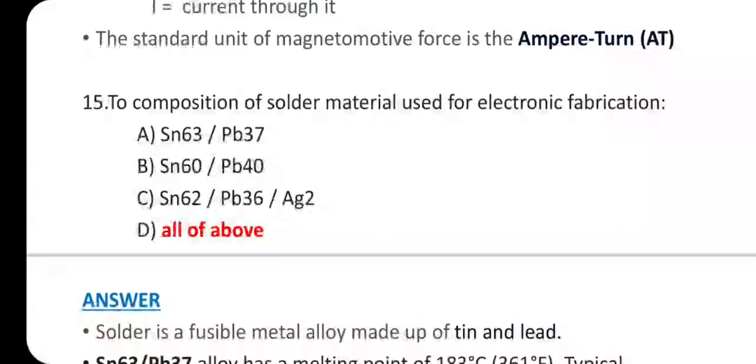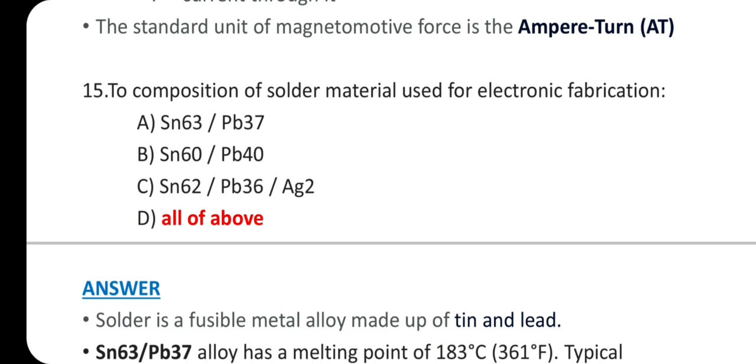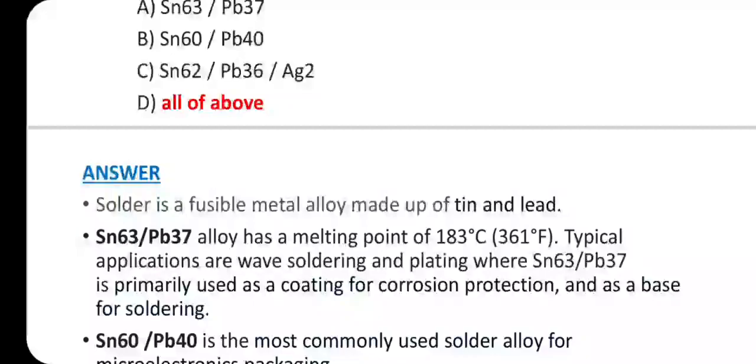Question number 15. The composition of solder material used for electronic fabrication. Answer is option D, all of above. That is SN63/PB37, SN60/PB40, SN62/PB36/AG2. These three combinations are used for three different purposes.